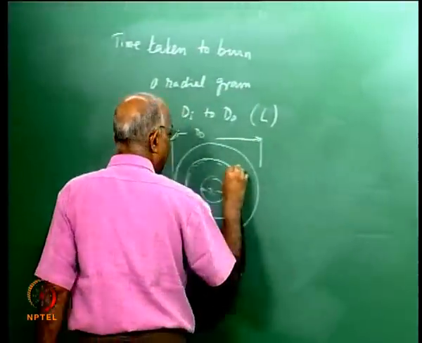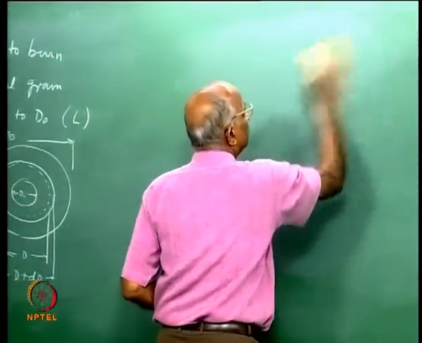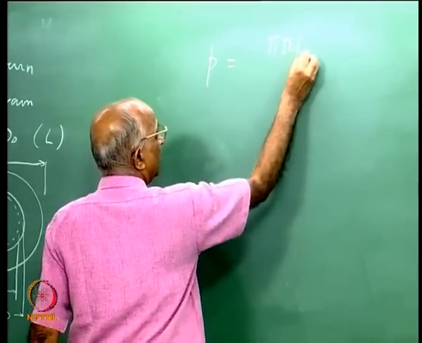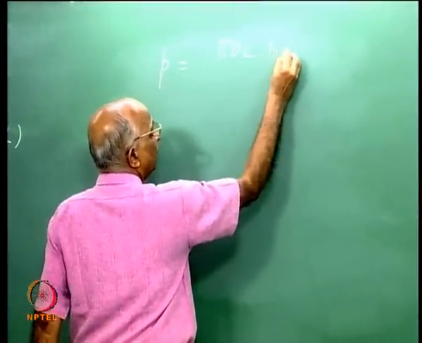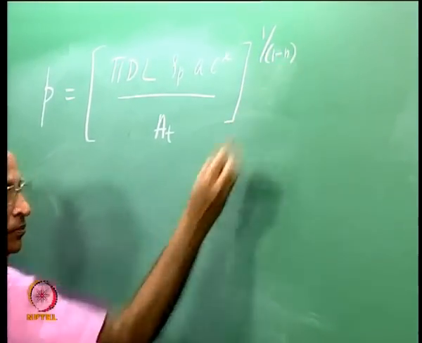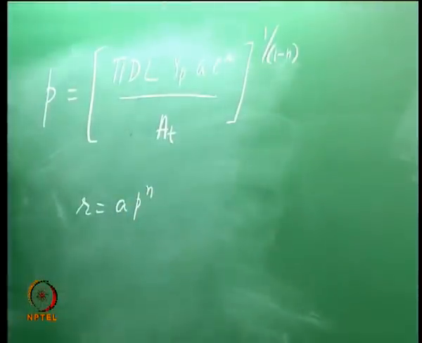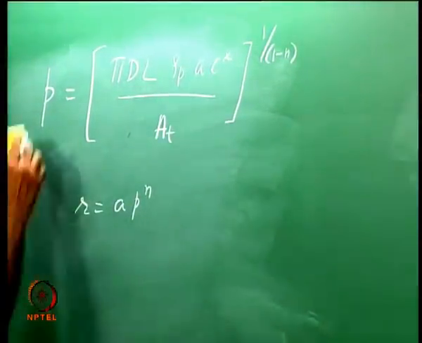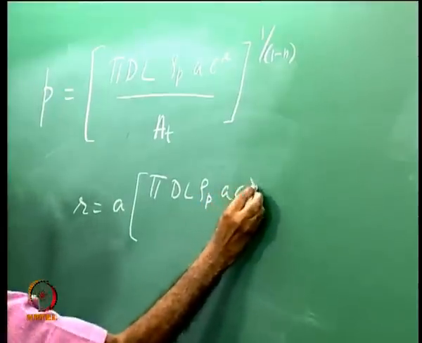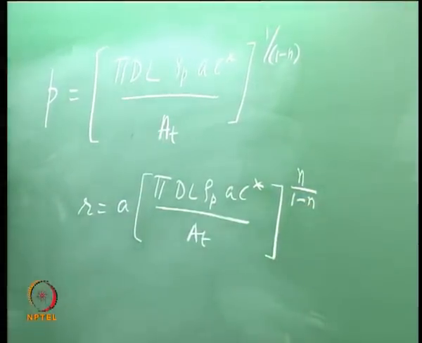Well, I know that this distance dd is very small, therefore, the pressure could be the value at d, and therefore, the pressure is equal to, we again write it, Sb is equal to pi d perimeter into length is the burning surface area into rho p a c star divided by a t to the power 1 by 1 minus n. Therefore, what is the burning rate? r is equal to a p to the power n. Now, I substitute the value. Instead of p, I substitute this value over here, let us write it again, pi d L rho p a c star by a t to the power n by 1 minus n is the burn rate when it is here.